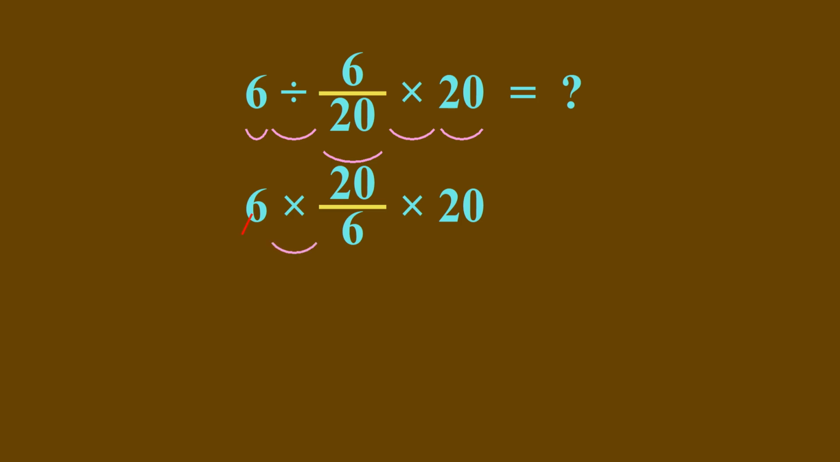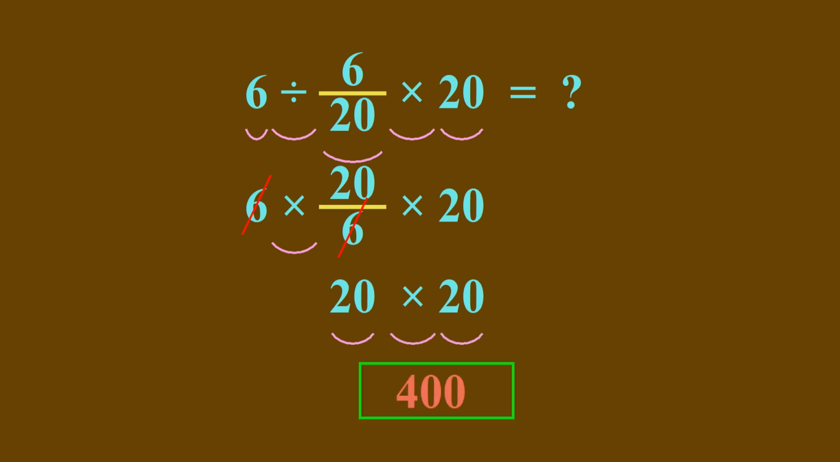We can easily cancel this 6 and this 6, which gives 20. And here again we have times 20. So here we have this 20 times 20, which equals 400. And this is our final answer to this problem.